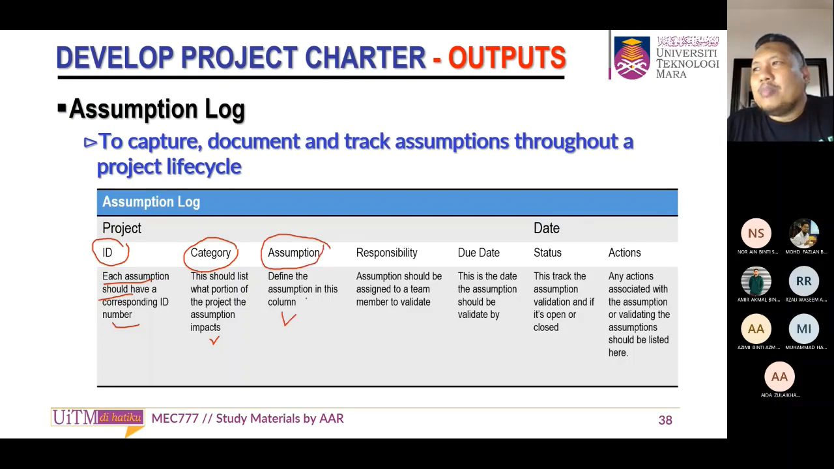In this column, normally people put good assumptions, for example, we assume we get the ROI. They don't put negative ones in the assumption. If negative, for sure the project will not run. Responsibility: the assumption should be assigned to a team member to validate. Due date: when is the due date? Then the status, and then what are the actions?